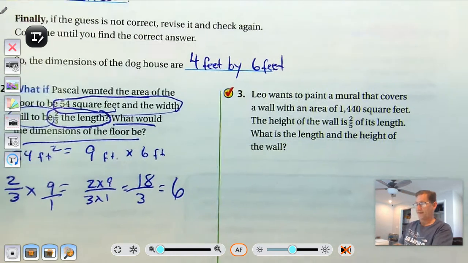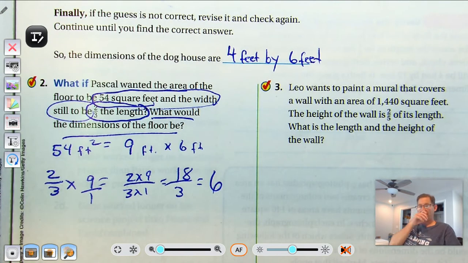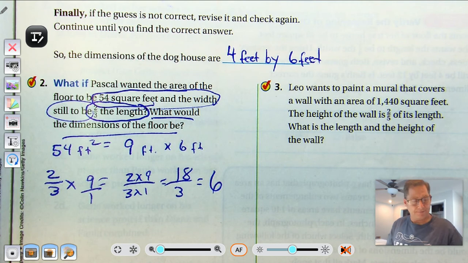How about number 3? Leo wants to paint a mural that covers a wall with an area of 1,440 square feet. The height of the wall is 2/5 of its length. What is the length and height of the wall? All right, so let's try some guesses.